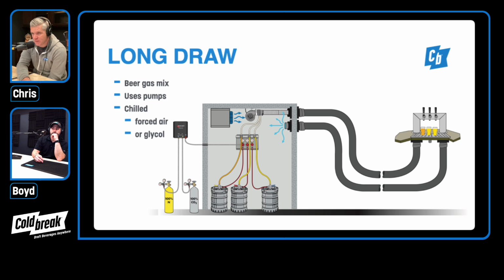This is basically what a jockey box is. These lines are all crammed into the cooler, but it's not a balanced system. So we need to put 25 to 30 pounds of pressure on top of this keg in order to overcome the resistance of that long line, right?